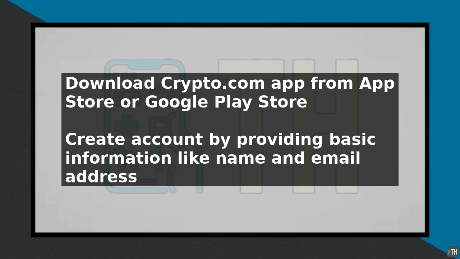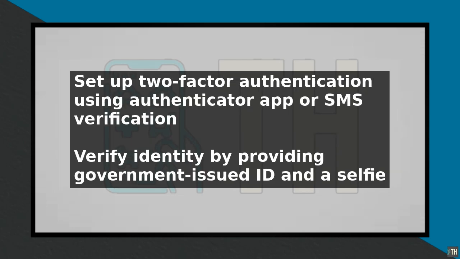Once the app is installed, create an account by providing basic information such as your name, email address, and password. You will also need to verify your email address by clicking on the verification link sent by Crypto.com. Next, set up two-factor authentication to add an extra layer of security to your account. This can be done using an authenticator app or SMS verification.